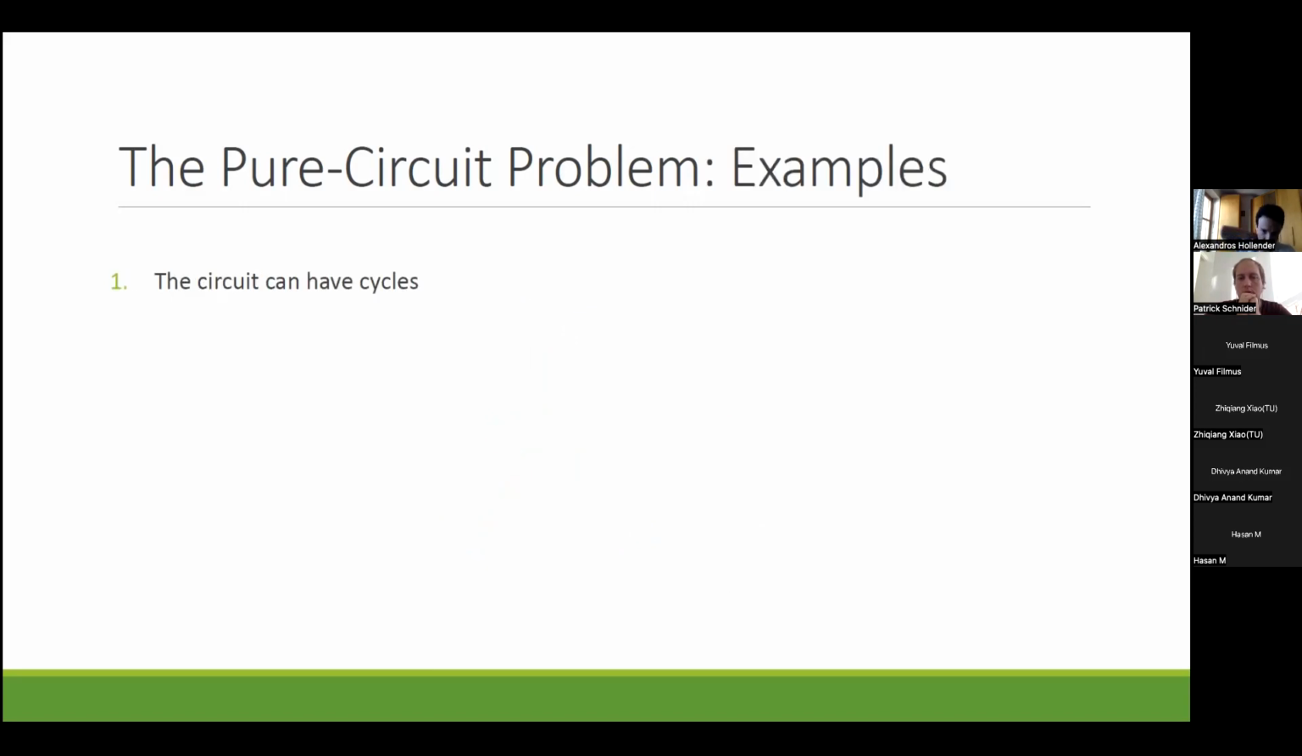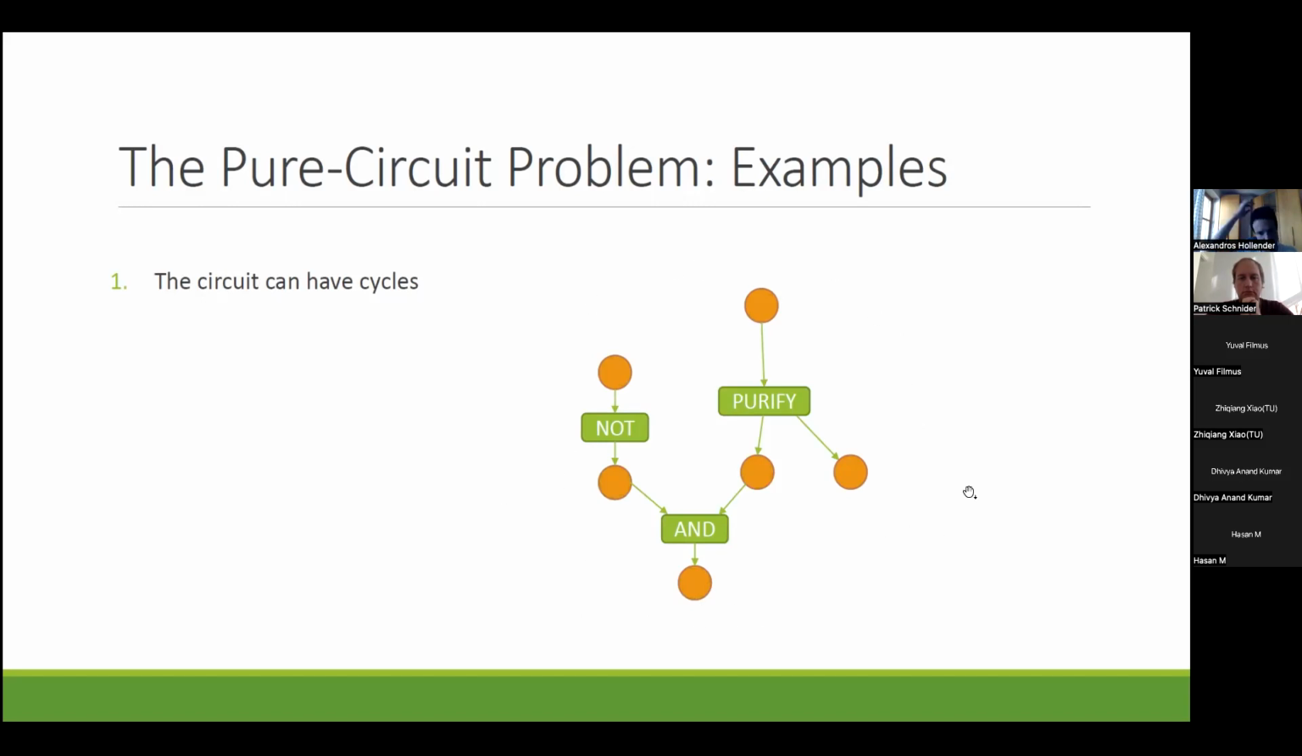So let's look at some examples to get a feel for the problem. So I mentioned that the circuit has to have cycles for the problem to be interesting. Why is that? Well, let's look at a simple example like this that does not have cycles. I claim that the problem is easy to solve in polynomial time. Why is that? Well, essentially because you can just evaluate it like a circuit.